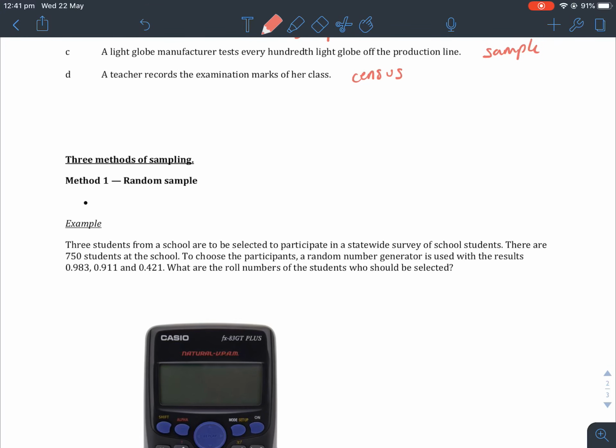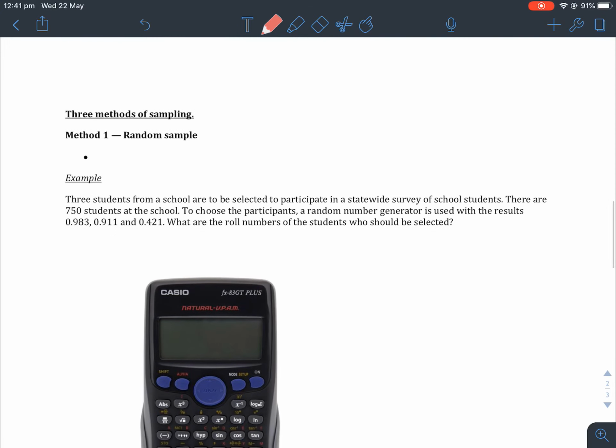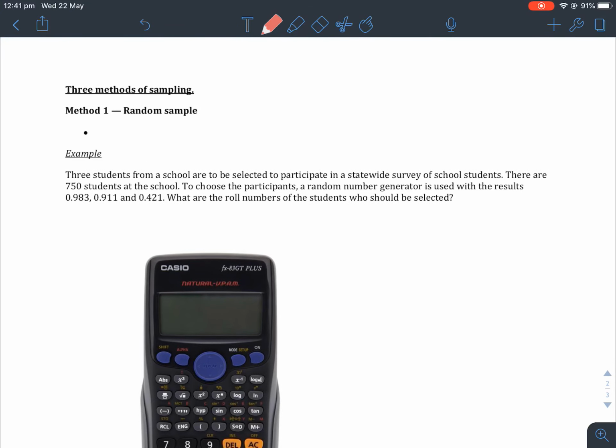All right, let's focus in on sampling, on our 3 different methods of sampling. Method 1, a random sample. Now, a random sample occurs when all members of the population have an equal chance of being selected. Let's make a note of that.